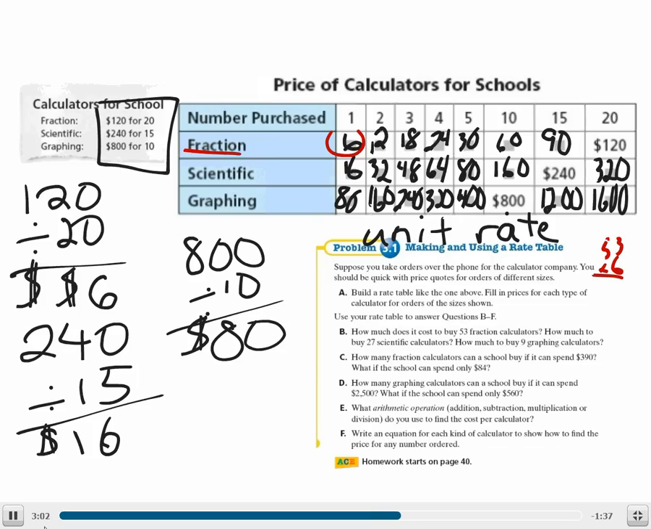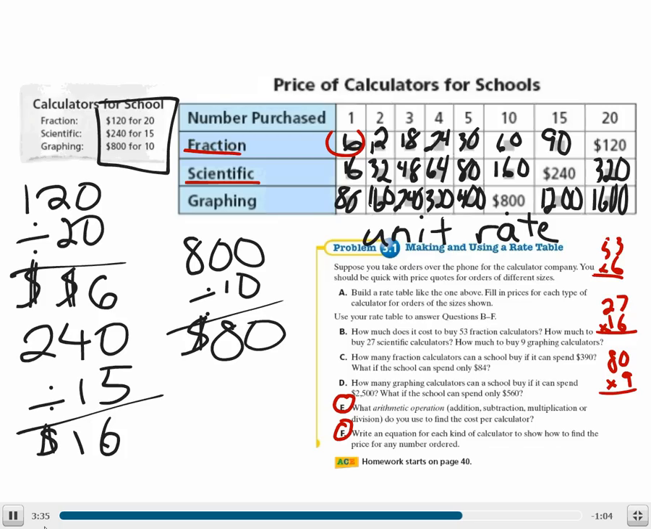All we have to do is take that unit rate. For 27 scientific calculators, 27 times the unit rate for scientific, that's 16. And for 9 graphing calculators, 80 times 9. Once you solve those, you can fill those in under B. And then I want you to try and answer E and F. That's actually what's on your sheet, E and F. So let's take a look at those.